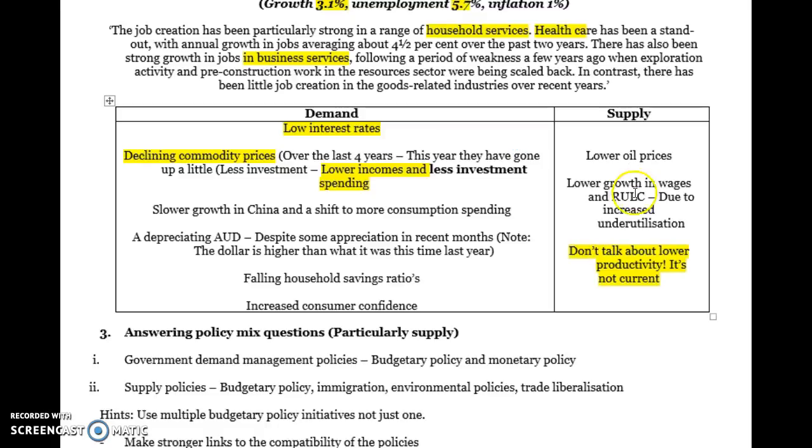Lower growth in wages and real unit labour costs. And if you are going to choose that as a supply-side factor, the best way you can answer that question to show your level of detail and your understanding is to say that the lower rate of wages has been caused by increased underutilisation. There's more people in the workforce that are not working to their full capacity, and that's leading to lower wage pressures. So they're the main two to talk about.